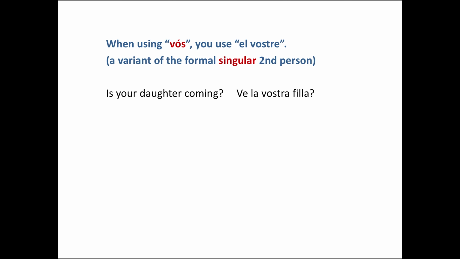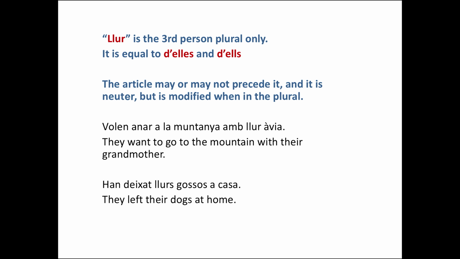When using vos, you use el vostre. This is a variant of the formal singular second person vostè. Vindrà la vostra filla? which would be the same as vindrà la seva filla if you're using vostè. Llur is third person plural only. The article may or may not precede it. It is equal to d'elles and d'ells, and it is neuter, but is modified when in the plural.